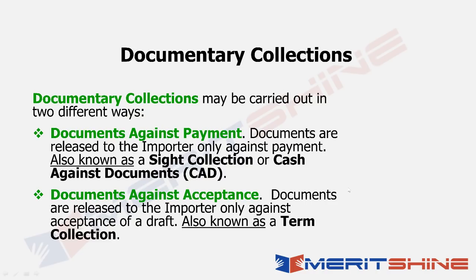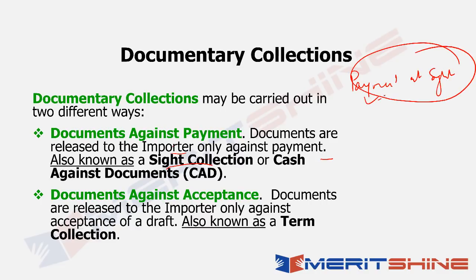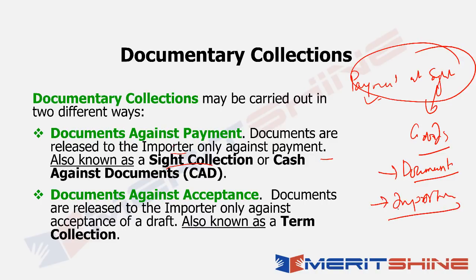Let's go back and now try to understand documents against payment. When the document is released to the importer only against payment, it is called sight collection. So it is called payment at sight. The payment at sight is not of goods, you have to understand. The payment at sight is of the documents. Once the importer sees these documents, and what are these documents? These documents give the right of ownership to the importer.